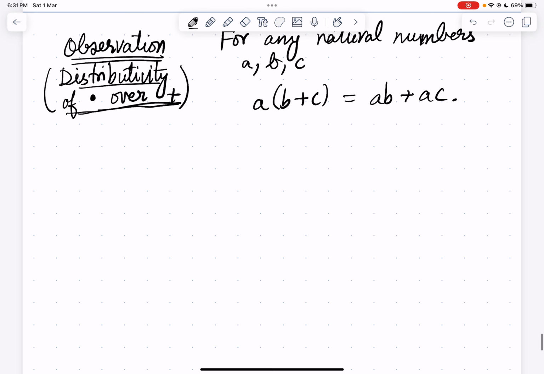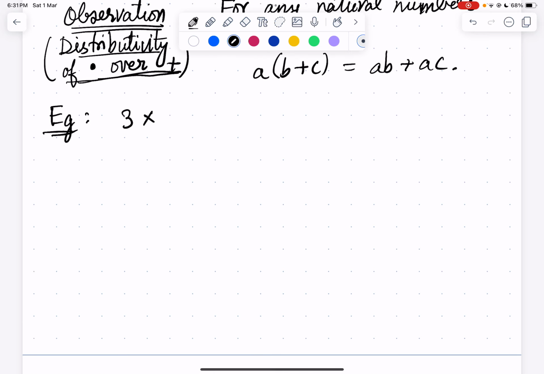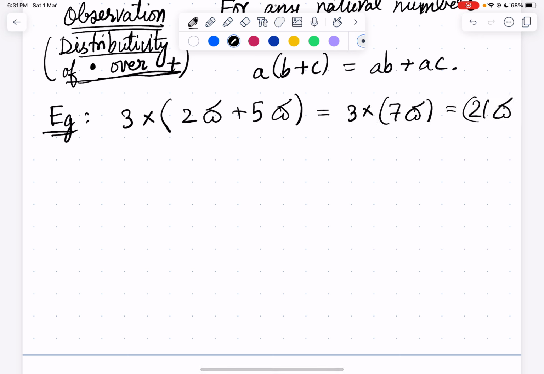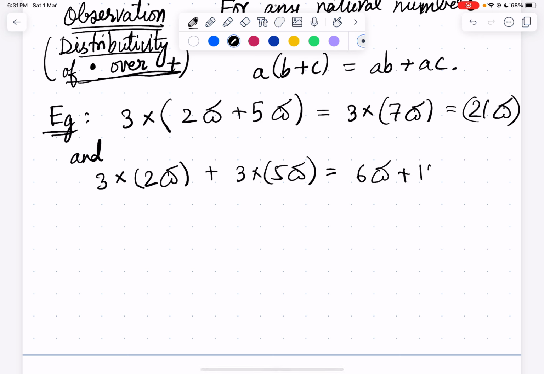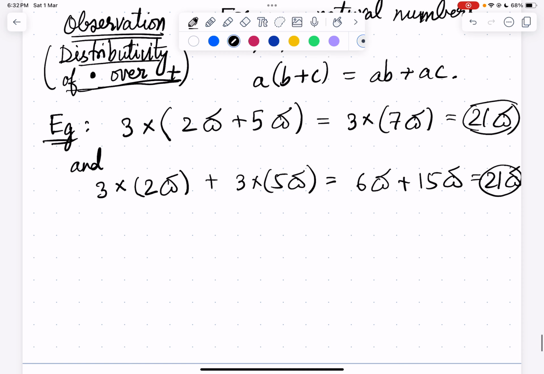So we can illustrate this by an example. Three times 2 apples plus 5 apples equals 3 times 7 apples equals 21 apples. And 3 times 2 apples plus 3 times 5 apples equals 6 apples plus 15 apples equals 21 apples. So both are equal.